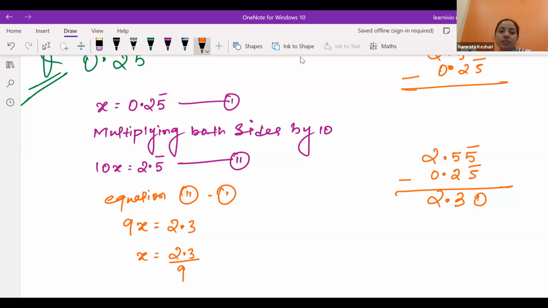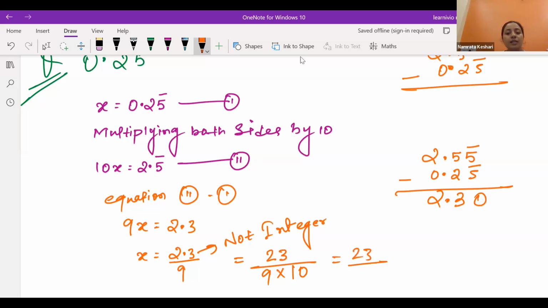Here 2.3 is not an integer. This is a decimal number. Okay, we can call it a rational number. It's not an integer. So what we can do, 2.3 can be written as 23 by 10. Do you know that? Yes, ma'am. Okay, and we are done. 23 by 90 is the answer. We have written it in p by q form, where p and q are both integers.